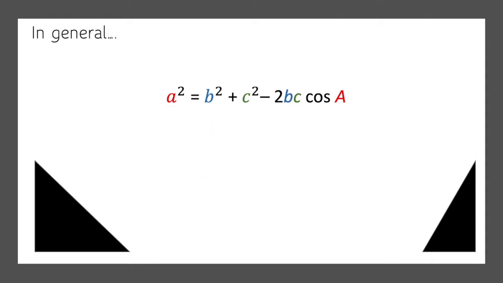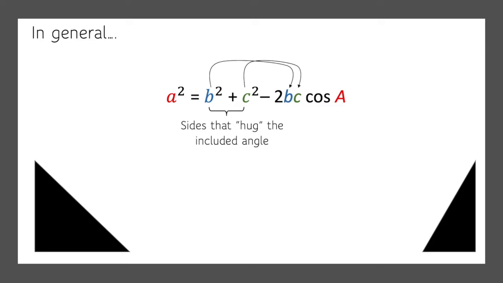So in general, let's sum it up like this. We have a squared equals b squared plus c squared minus 2bc times the cosine of A. b and c, those are the sides that hug the included angle, and those are the same that are represented here. The end is the included angle, and the beginning is the side opposite the included angle. Now let's take this for a test run and see if we can make it work.